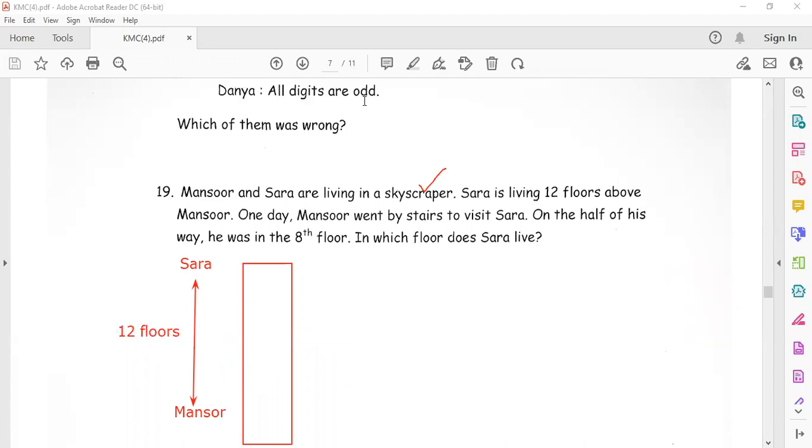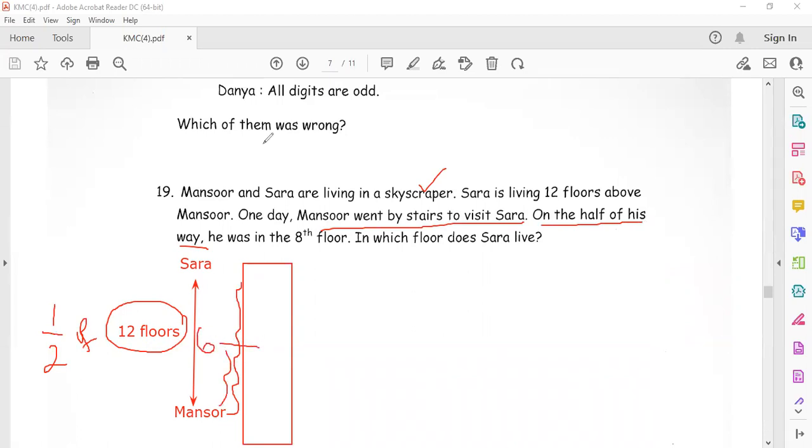Now, one day, what does Mansoor do? He went by stairs to visit Sarah. So he's going to go up using the stairs. On the half of his way, which means what? From Mansoor to Sarah, there are 12 floors. Now, 12 floors, he went up half. So what is half of 12? Half of 12 means 6, right? So he went up 6 floors.